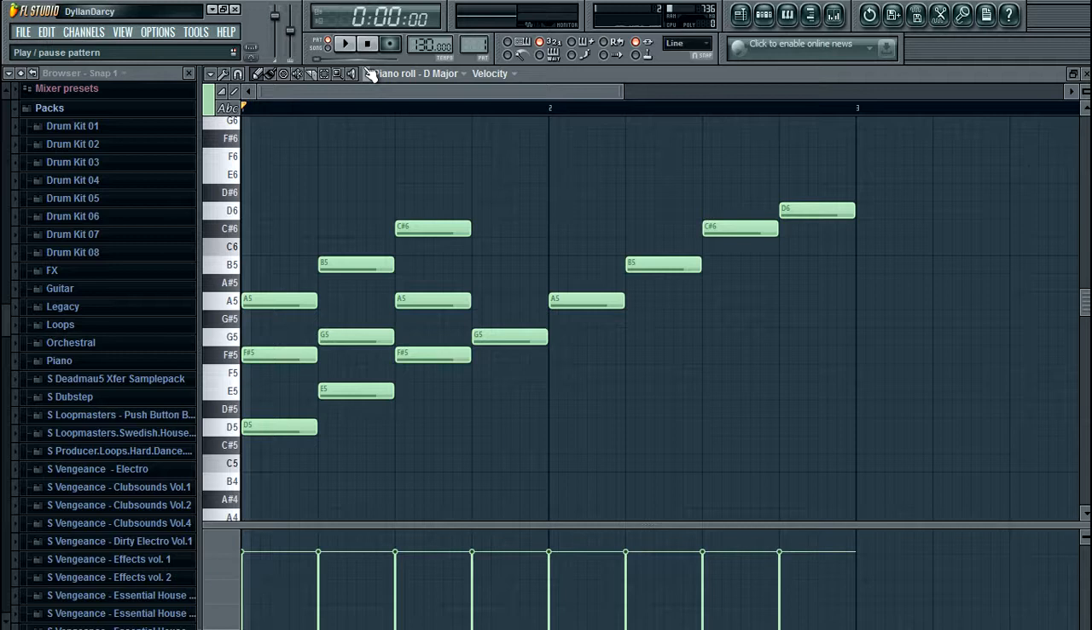For G, G is supposed to be major, as the fourth chord in the sequence is major. So we're going to go up 4 and then up 3. 4, 1, 2, 3.